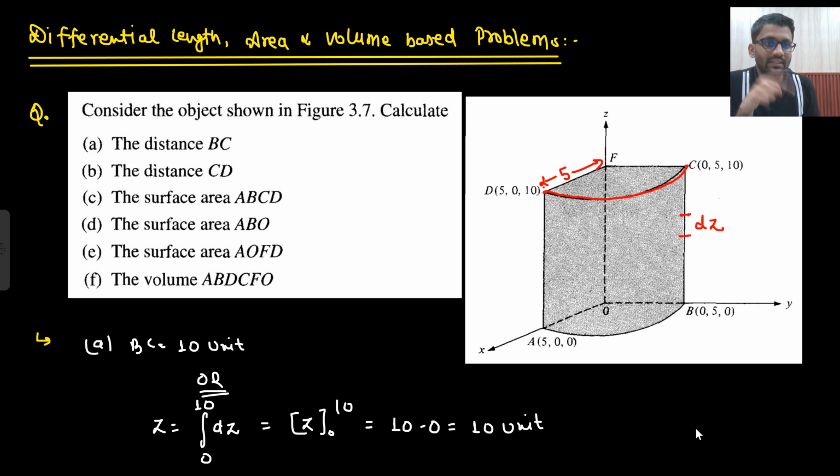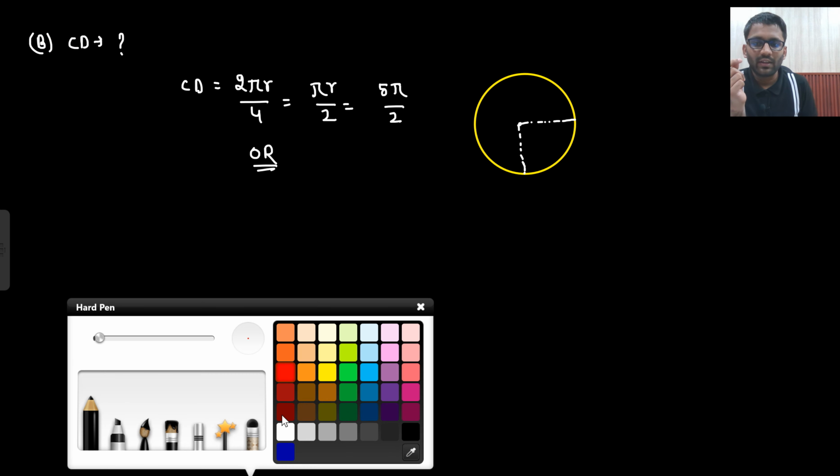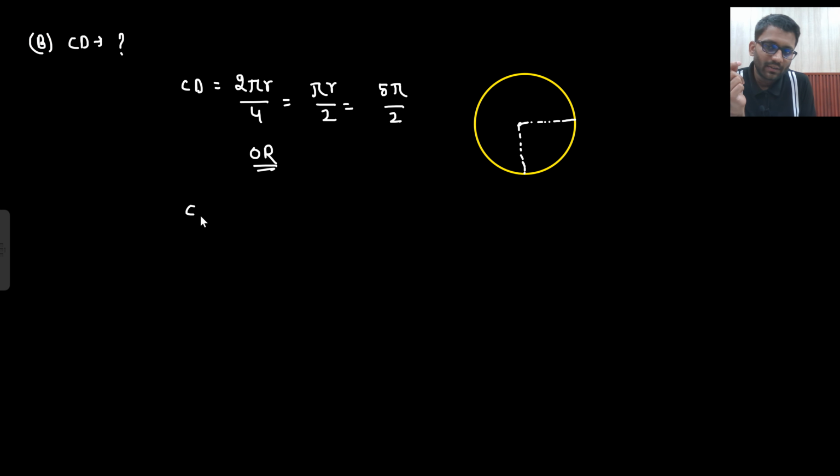And if phi changes, then what is the length you cover? Rho d phi, right? Do you remember this point? d rho a rho cap, rho d phi a phi cap, and dz az cap. So if phi changes, then you cover rho d phi length. Here rho is constant, but phi is changing.